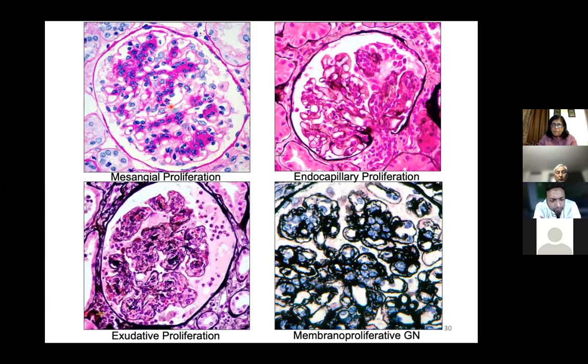So for mesangial and endocapillary, these are 2 examples. Maybe you can compare these 2 also. This region has to be populated to call it endocapillary, the central one which is bound by the capillary basement membrane.